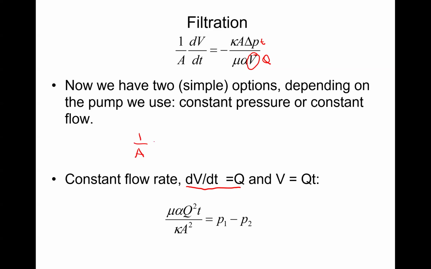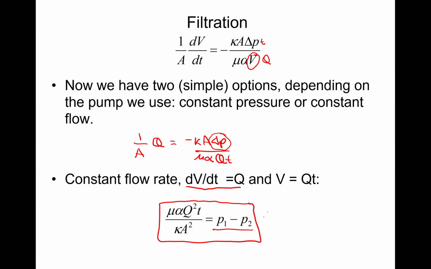1 over area times Q would be equal to minus kappa area delta P over mu alpha, and I turn that volume into Q times T. Oh, sorry. It's not Q over T, it's Q times T. So the T goes at the bottom. And then I can solve for that delta pressure. And we say, well, at that constant flow rate, the pressure is going to be mu alpha Q squared T over kappa area. So this is constant flow rate.